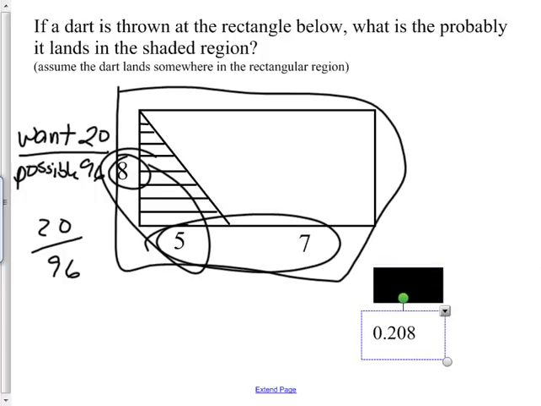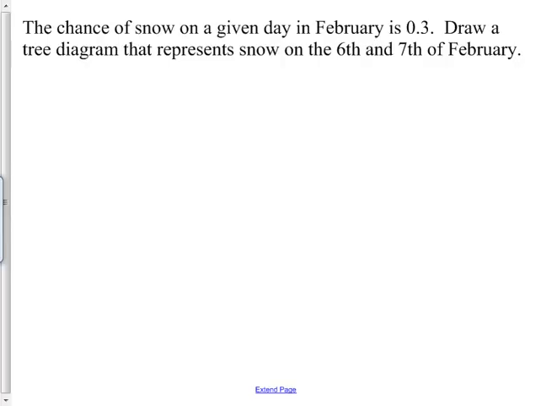Okay, good. Moving on. Chance of snow on a given day in February is 0.3. That means like a 30% chance. Draw a tree diagram that represents snow on the 6th and 7th of February. That kind of confused me at first because I thought they meant we had to include all the other days before it, but think about it. On the 6th, does it really matter what happened on the 5th? No, these are independent, and therefore I can start my chart for the 6th of February.